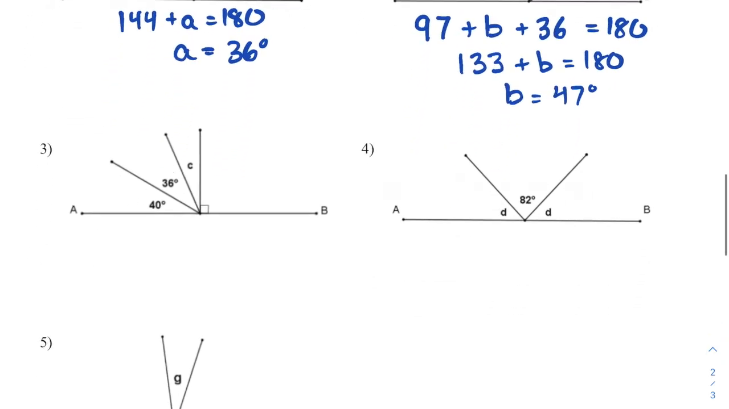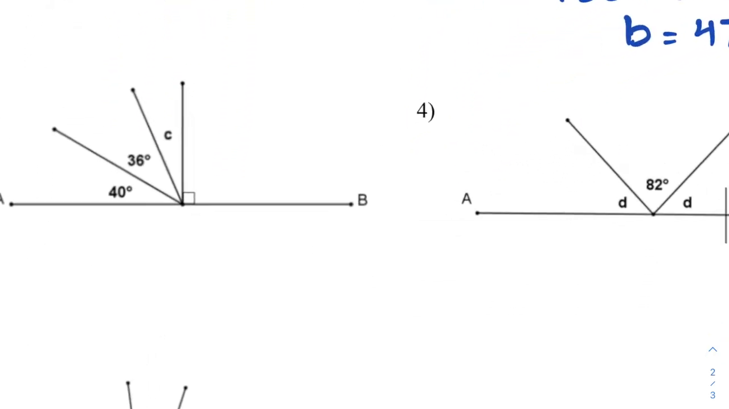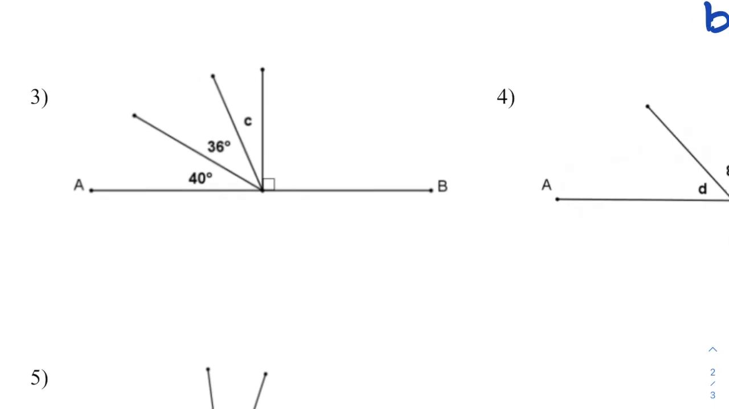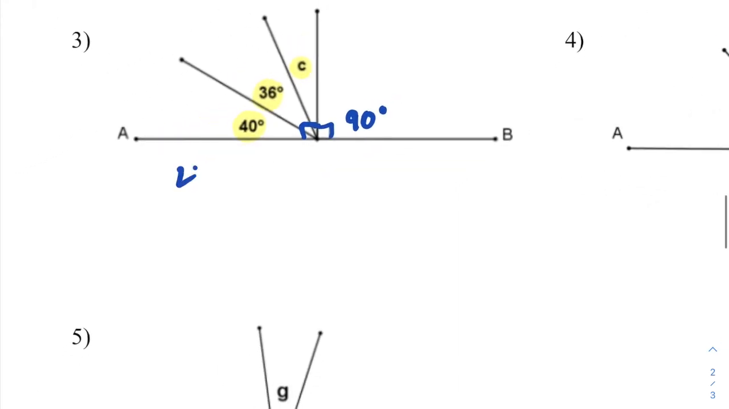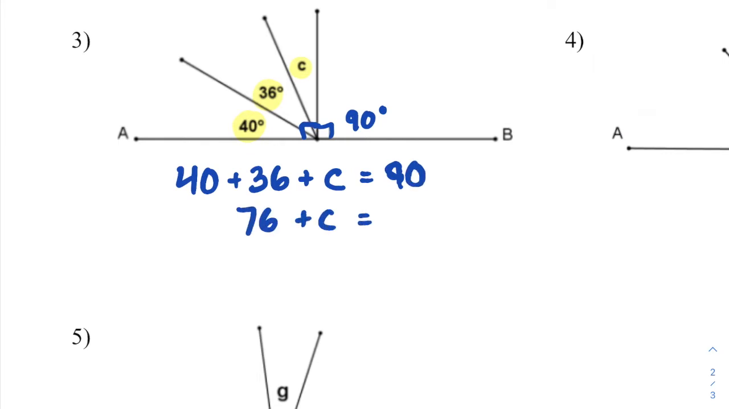Okay. So 3. Again, I'm seeing a line. AB is a full line. I'm also seeing a box here, which means this is 90 degrees. That means that this side here has to be 90 degrees. So 40 plus 36 plus C altogether, those three angles would have to add to 90. We have 76 plus C equals 90, and that would give us C equals 14 degrees.